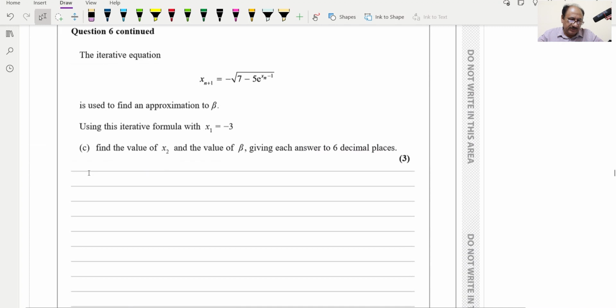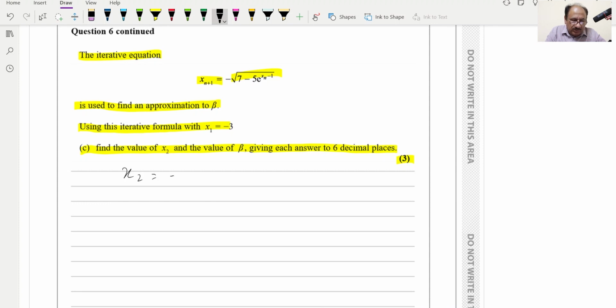C part says the iterative equation is used to find an approximation to beta, using this iterative formula with x1 equal to minus 3. Find the value of x2 and the value of beta, giving each answer to 6 decimal places. This is a 3-mark question.